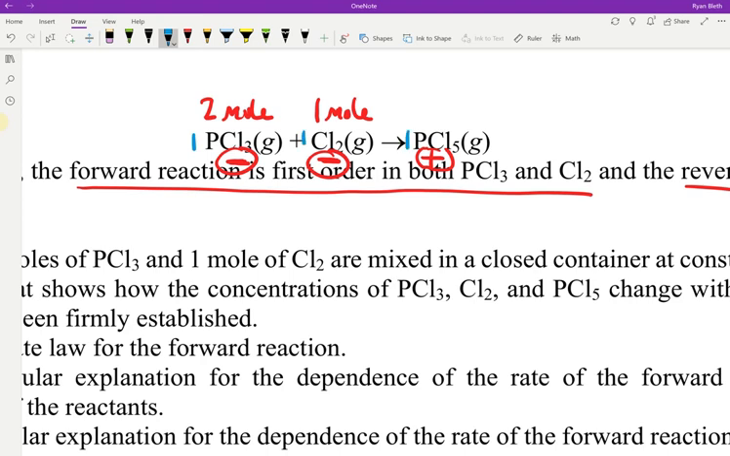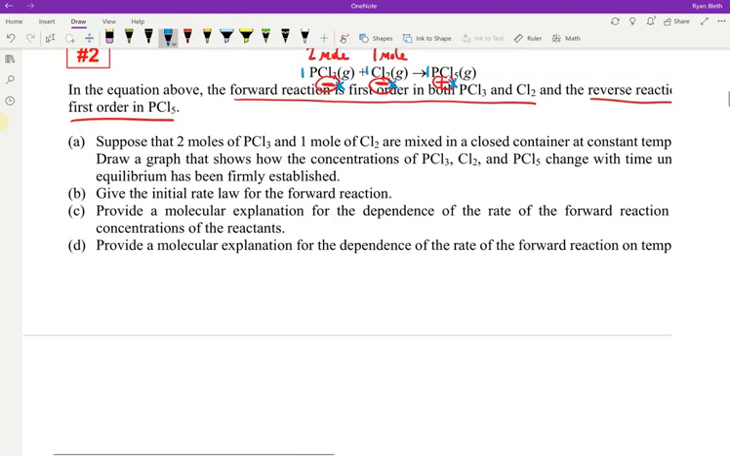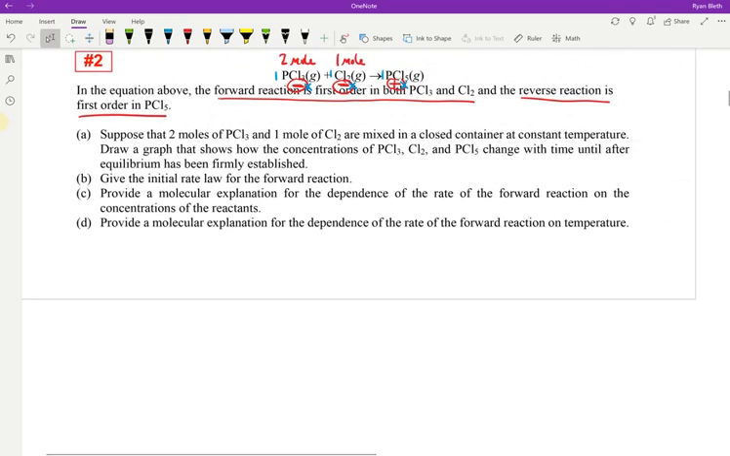In other words, if I was going to fill this in as a rice table, I would say this is going to decrease by x, and this is going to decrease by x, and this is going to increase by x because it's a 1-to-1-to-1 ratio in the balanced equation. That's important as well in understanding how we're going to draw the graph that they ask for in part A. Draw a graph that shows how the concentrations of the three participants here will change with time until after equilibrium has been firmly established. So our graph, as always, our XY graph here, is going to be concentration.